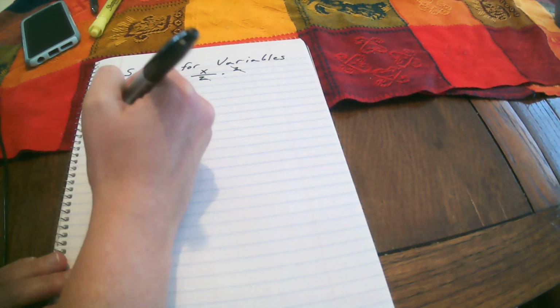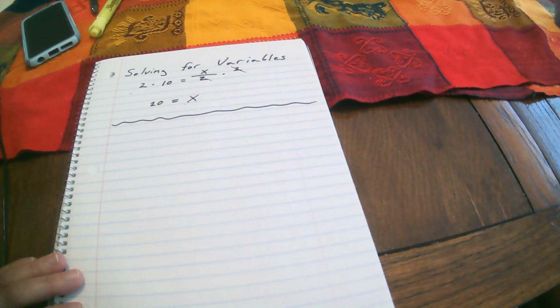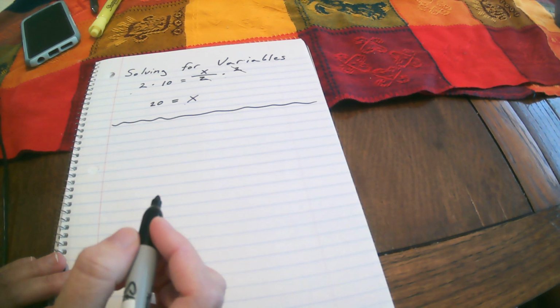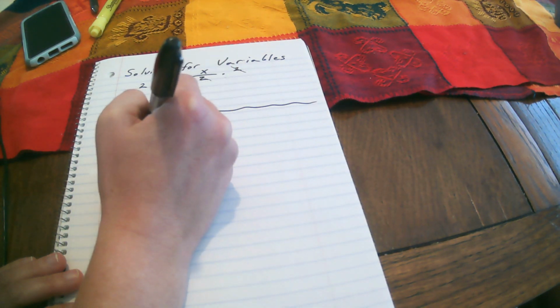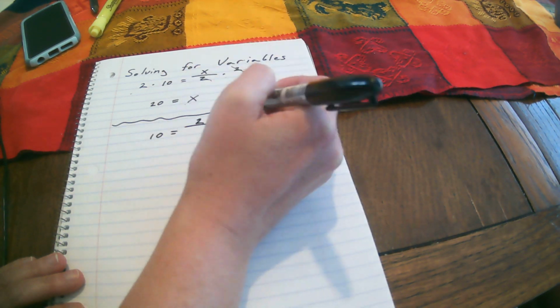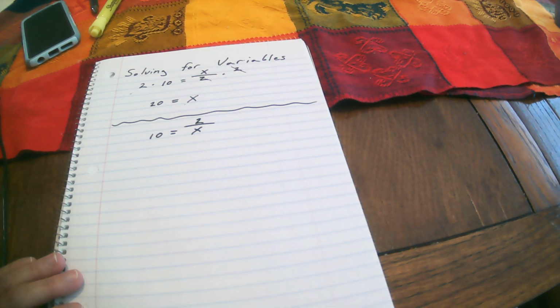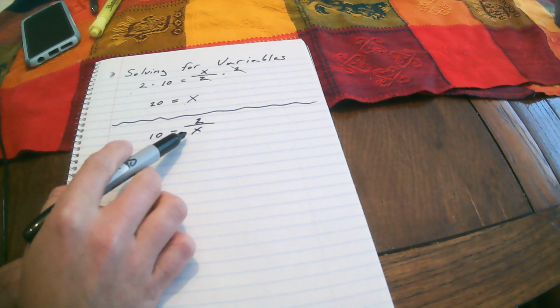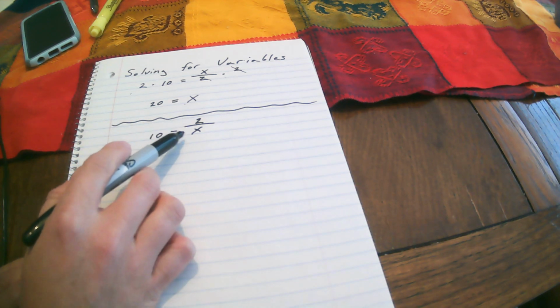Let me take you through one more example problem, because sometimes things can get a little bit tricky. What if instead of x being on the top, x was on the bottom? So I'm going to set up a similar equation, 10 equals 2 divided by x. I still need to get rid of x, but I've got to get x out of the bottom. I've got to stop it from dividing 2.